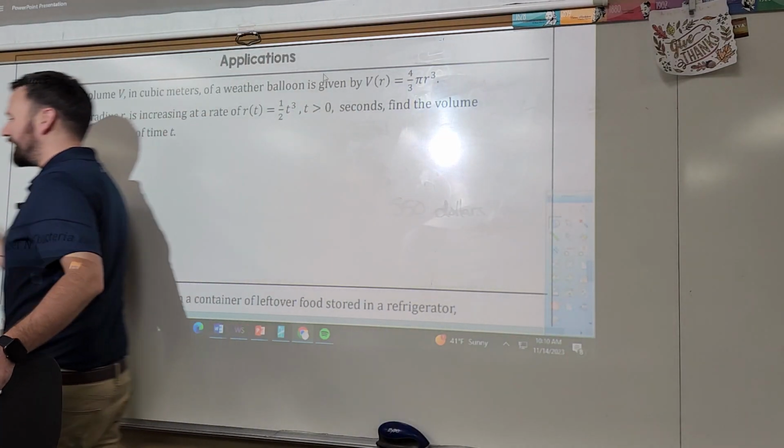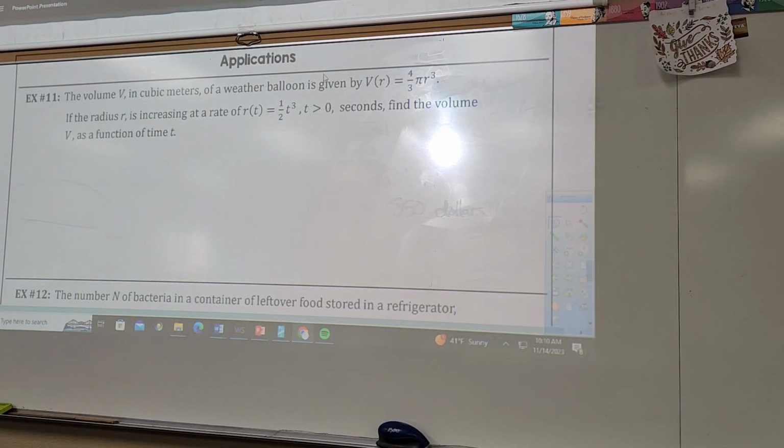All right, let's look at example 11. Let's talk about these balloons. Real life problems. You should do this with a balloon.